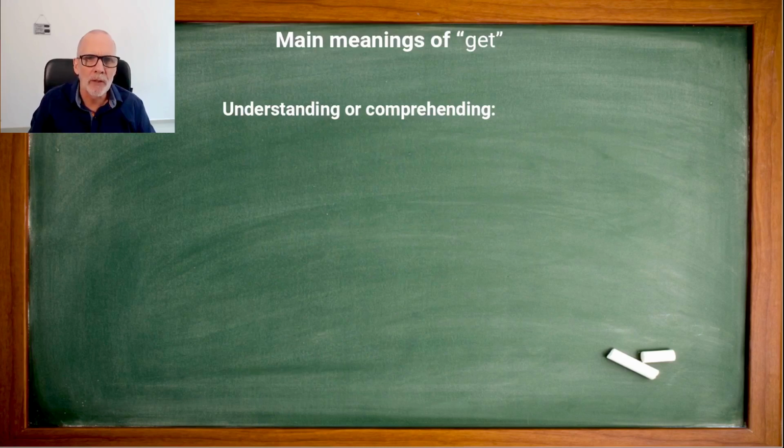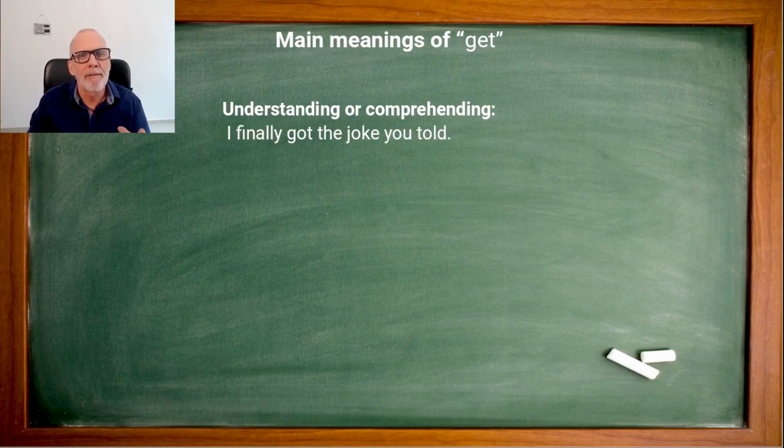What else have we got? The next main meaning of get is understanding or comprehending. Well, understanding and comprehending really are synonymous. I finally got the joke you told. I understood the joke. First of all, I didn't understand it, but finally I did understand it. I got the joke. Very common to say that. Did you get that joke? Did you understand that joke?